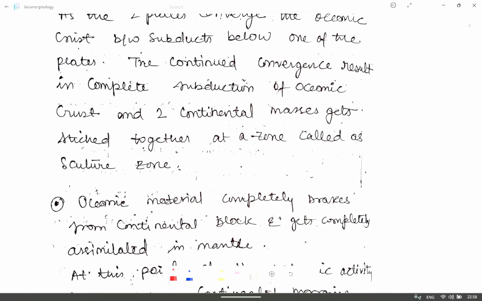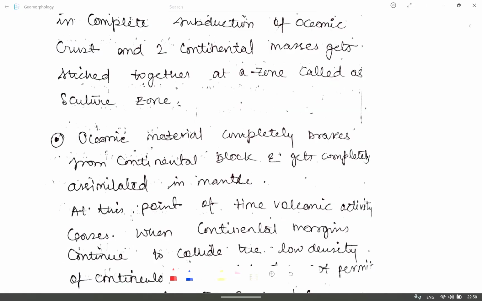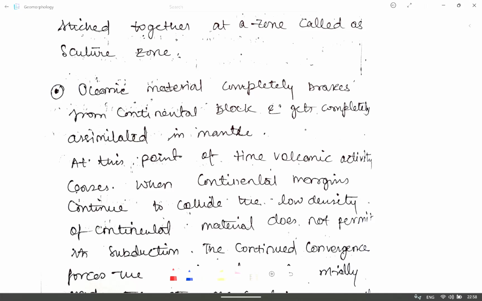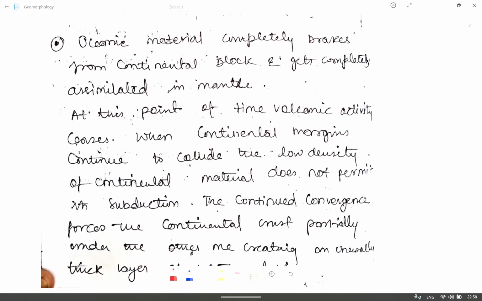Suture zone होता है जहां पर दो continental mass because of the subduction of the oceanic crust form. Oceanic material completely break down हो जाता है from the continental block and completely assimilate हो जाता है in the mantle, पूरा खत्म हो जाता है. At this point of time, volcanic activities पूरे खत्म हो चुके हैं.